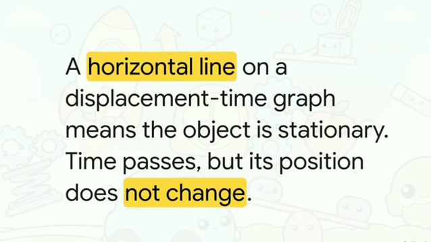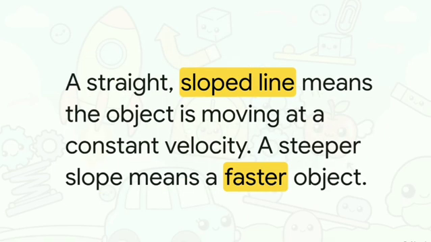If we plot an object's displacement over time, a totally flat, horizontal line tells the simplest story possible. Time is ticking by, but the object is not going anywhere. It's standing perfectly still. Okay, but what if the line is straight, but it's sloped? That's when our object is on the move. It's covering the exact same amount of ground in each tick of the clock. That means it's moving at a constant speed, a constant velocity. And get this, the steeper that slope is, the faster it's going. It's such a simple but really powerful way to see motion.